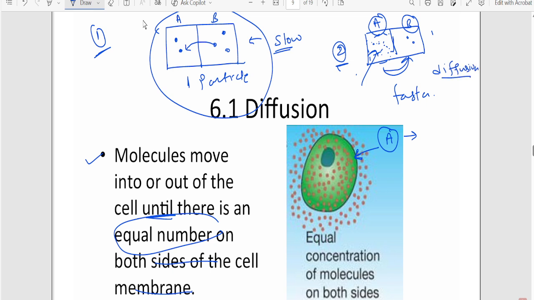Did you get it? Can you explain when it would be faster? So basically, you're trying to explain that if there's more on one side, it will go faster. And then if it's less on the other side, it'll go slower.